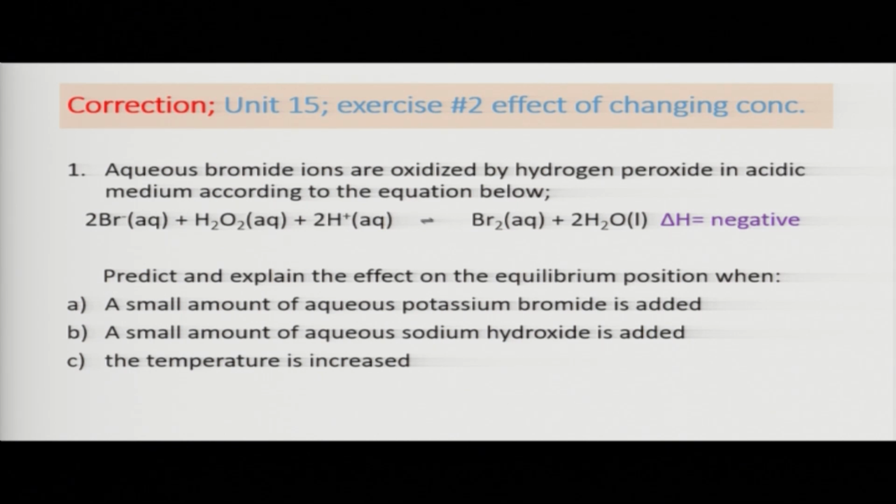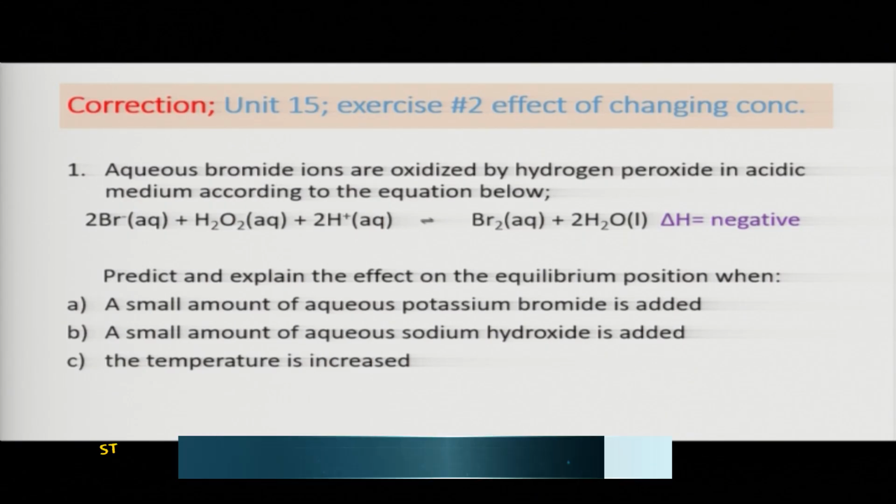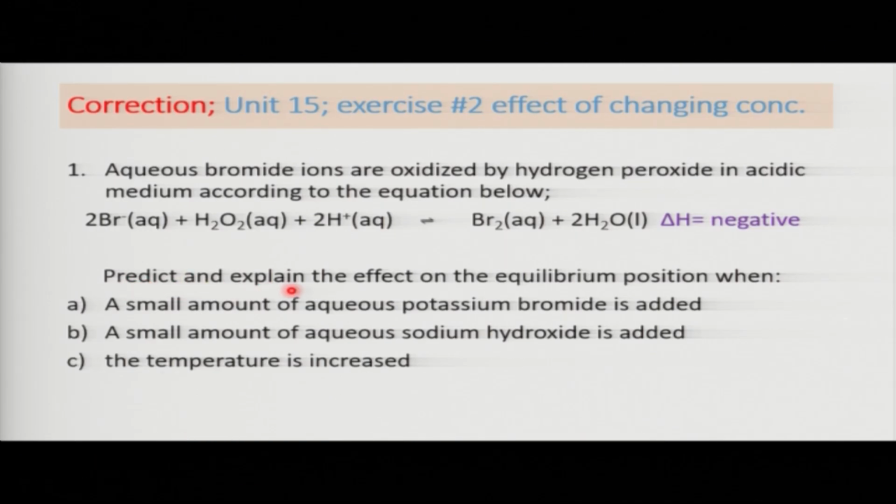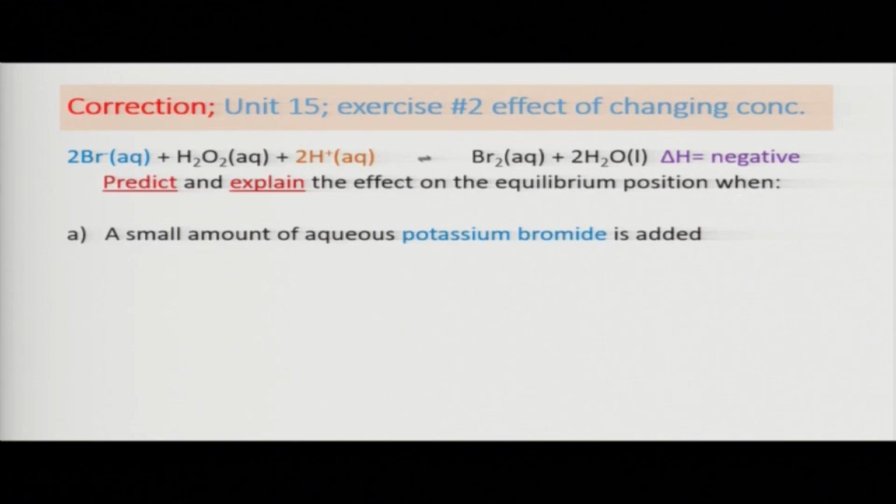I believe you attempted it. And if you did, let's now do a few corrections as what was expected of it. My emphasis will be much more on these action verbs: predict, explain. In other words, these bring about the whole idea of what is expected of you. Then equilibrium position. Those are the things we shall be looking at as we do the corrections. So let's do the corrections. I've left the introductory part out as it is not much necessary.